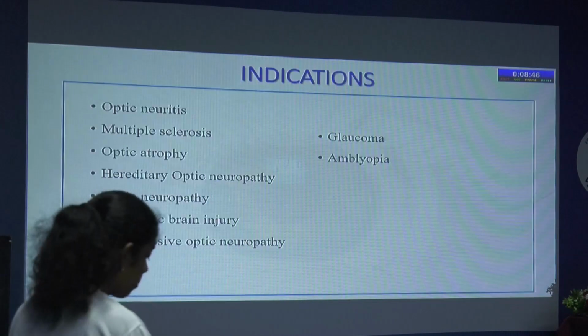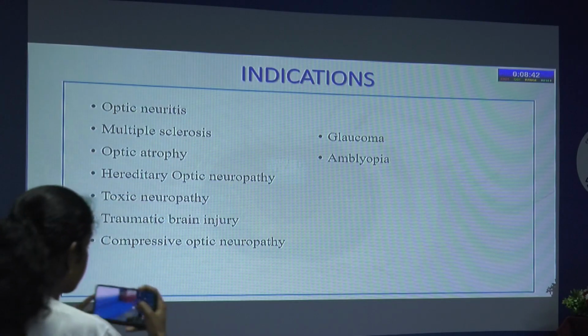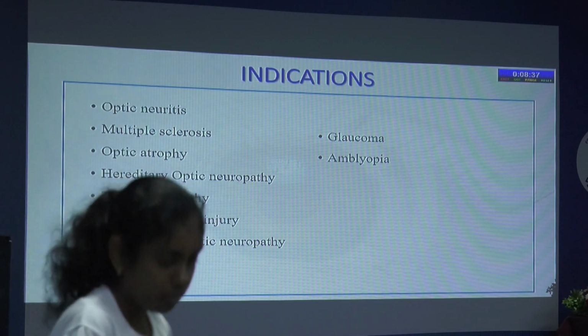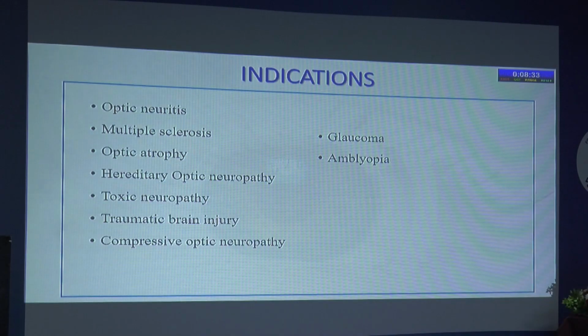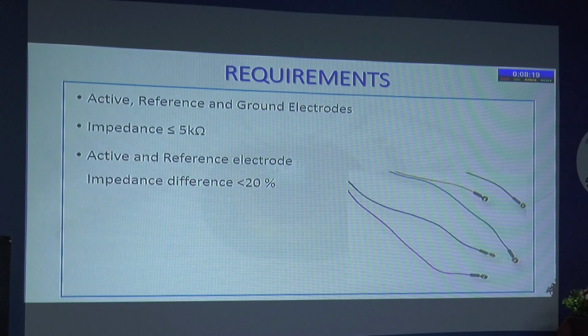So the indications for VEP will be optic neuritis, multiple sclerosis, optic atrophy, evaluation of hereditary optic neuropathies, toxic neuropathies, traumatic brain injury, compressive optic neuropathies, glaucoma, and amblyopia. Also, we need to do it in cases who have unexplained visual loss, malingering, pre-surgical evaluation, and measuring of visual acuity in non-responsive subjects.